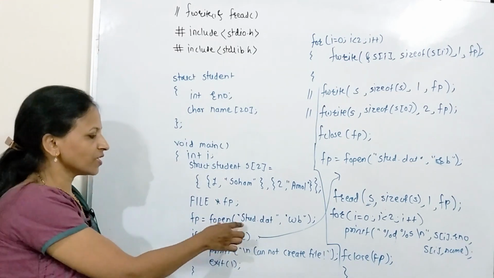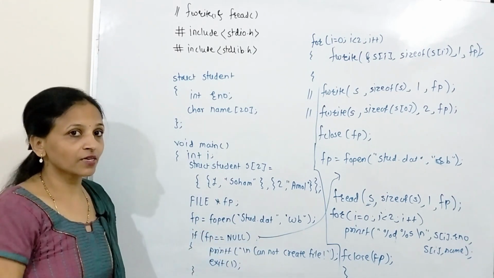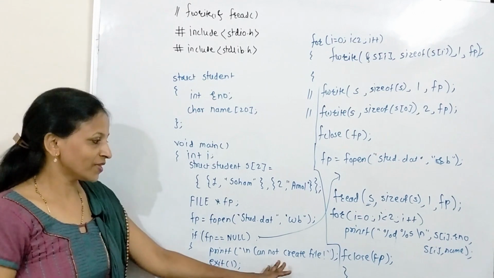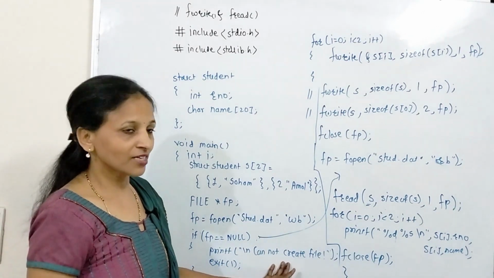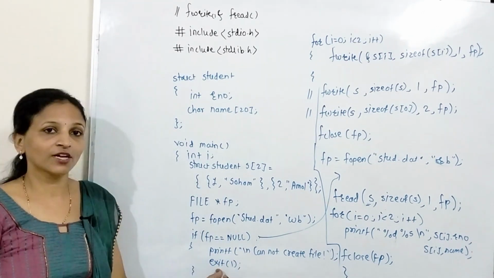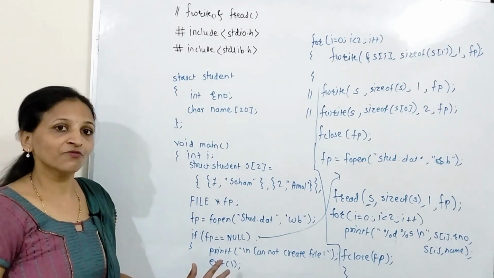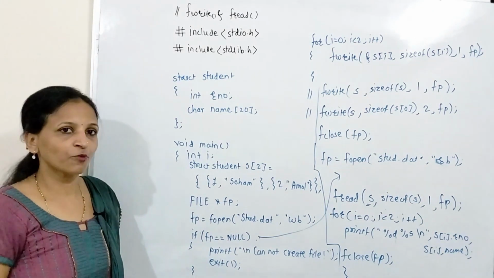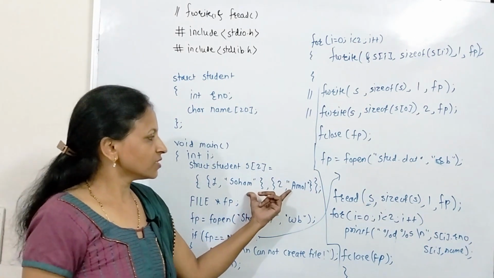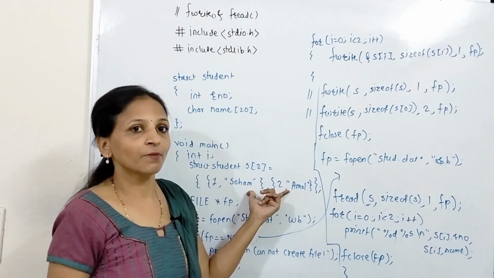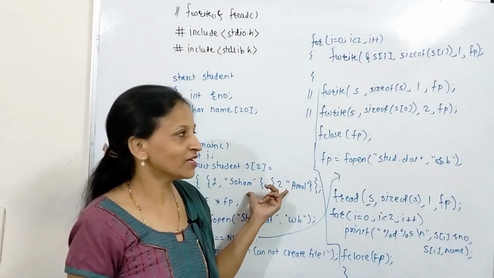Now see, after opening that file, if fp is null, that means there is something wrong and we cannot open that file, we cannot create that file. That's why we have given here a message like cannot create file, and stop. If fp is not equal to null, everything is fine, the file has opened properly. Now these two records, one by one, I am writing to the file with the help of the fwrite function.